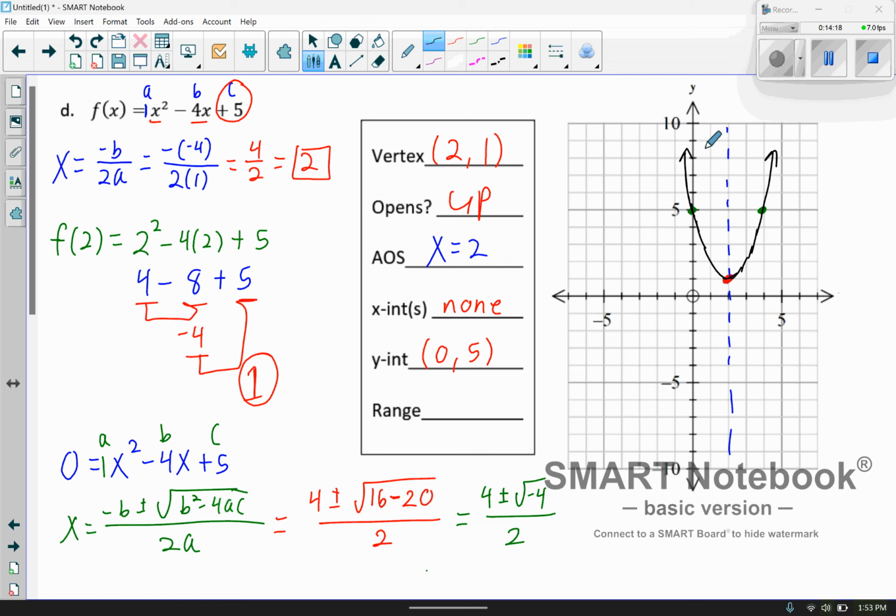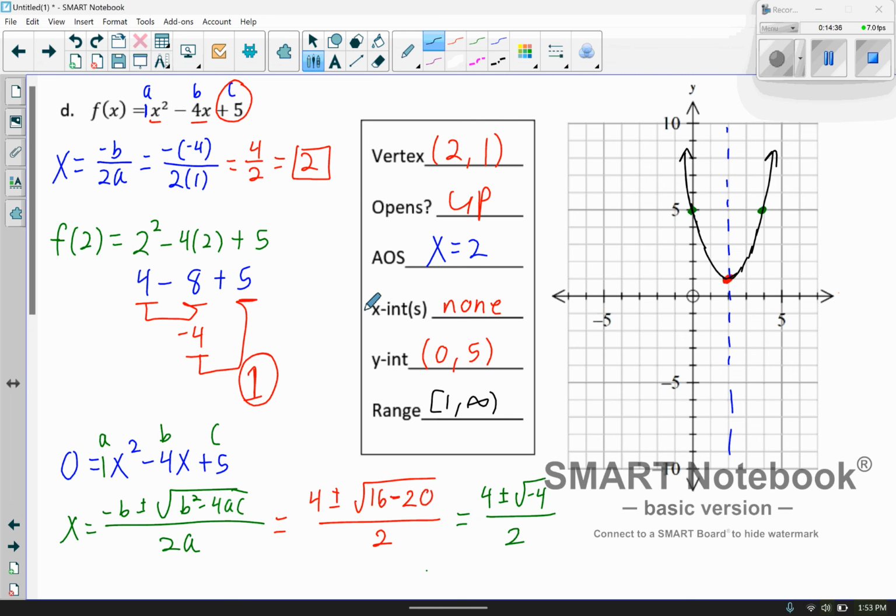There we go. And then let's see my range. My lowest value is going to be a 1. Highest value, I don't have one. That's why we put infinity there to represent that it's going to increase indefinitely.